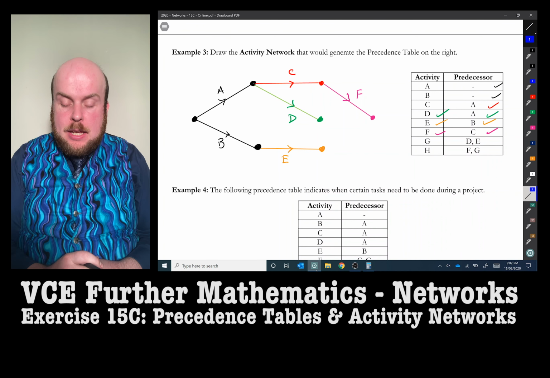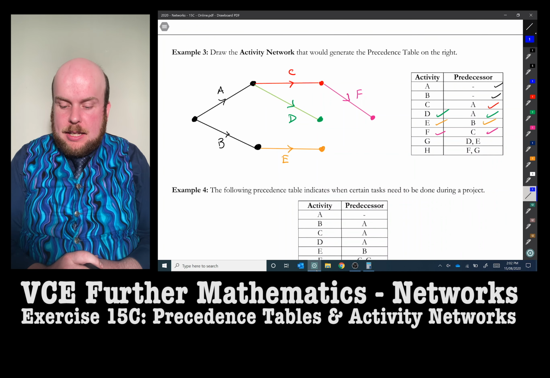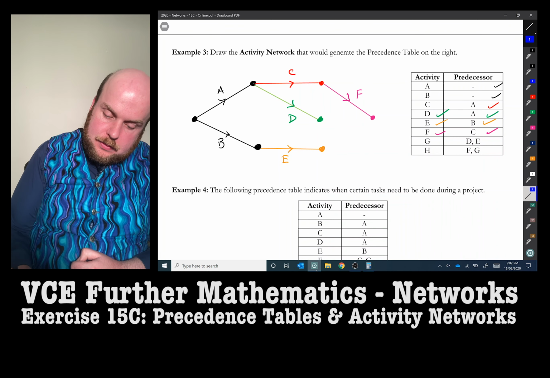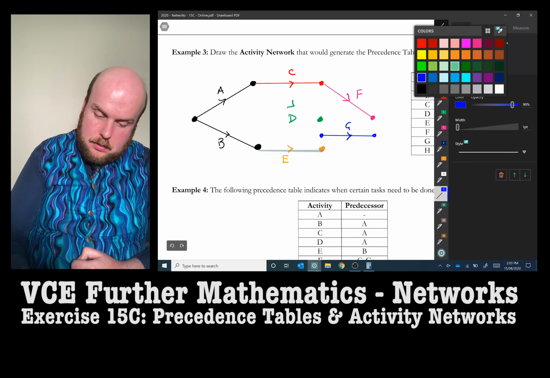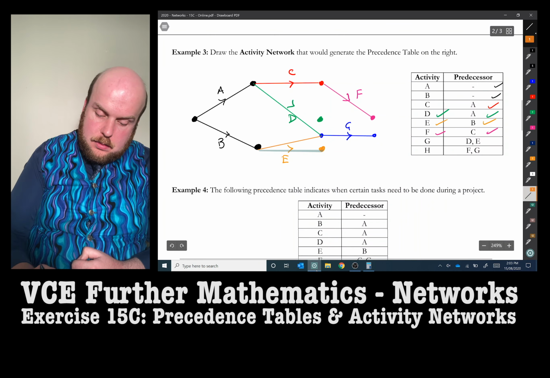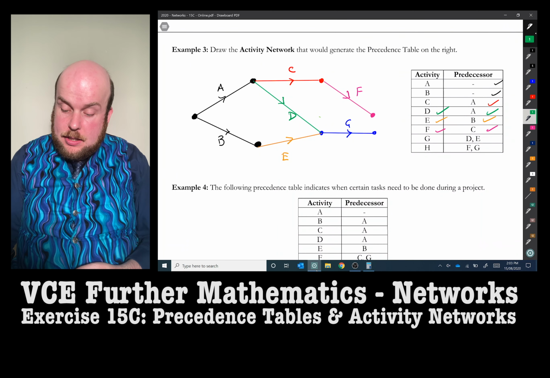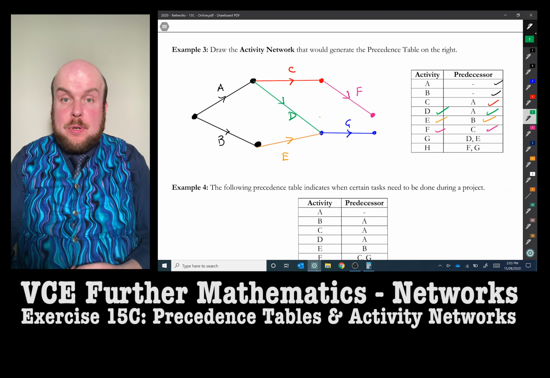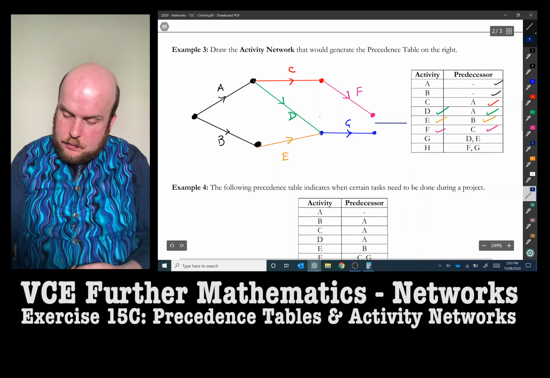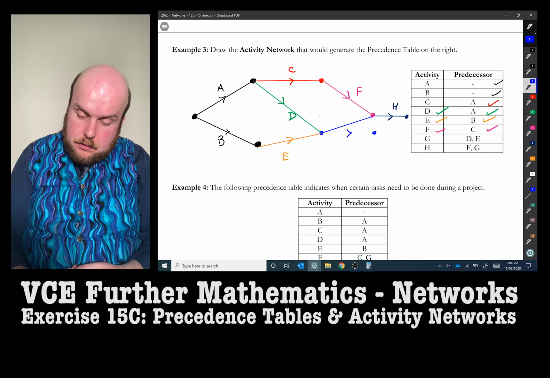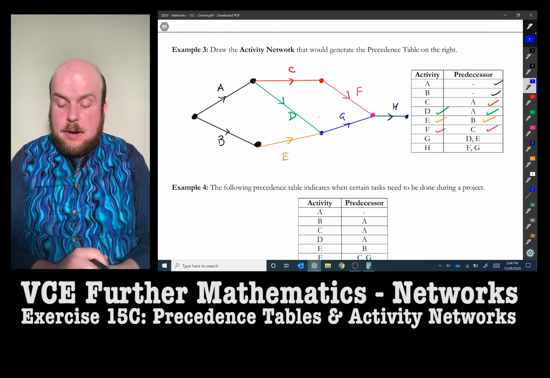are D and E, which means we might need to just redraw this slightly so they can connect into each other into G. And lastly, H's predecessors are F and G, so we may need to just redraw F and G slightly and connect H accordingly. And thus we have drawn our activity network.